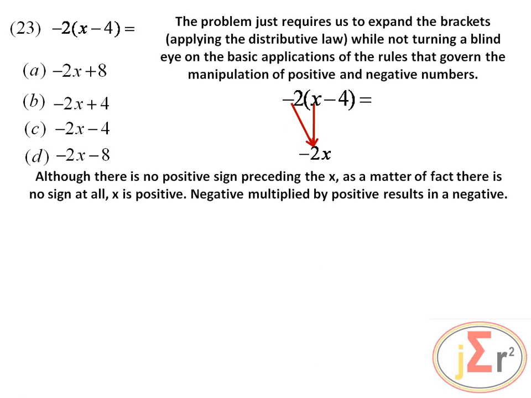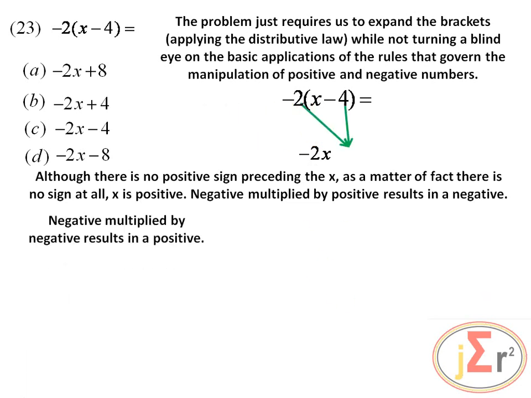Negative 2x. What do we know next? Negative 2 multiplied by negative 4. Negative multiplied by negative results in a positive. Very nice. The correct answer is option A, as we can see.